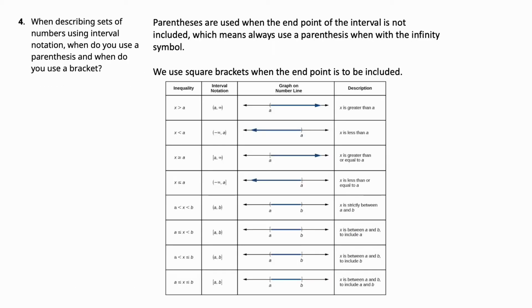When do we use round and square brackets? The round parentheses we use when we don't include the endpoint, square brackets when we do include the endpoint, and that's really all it is. And if you're ever talking about infinity, you're always using round brackets, because it always goes on and on. Infinity is not a number, it's a concept. The idea is you're always getting something bigger, or with negative infinity, always something smaller.